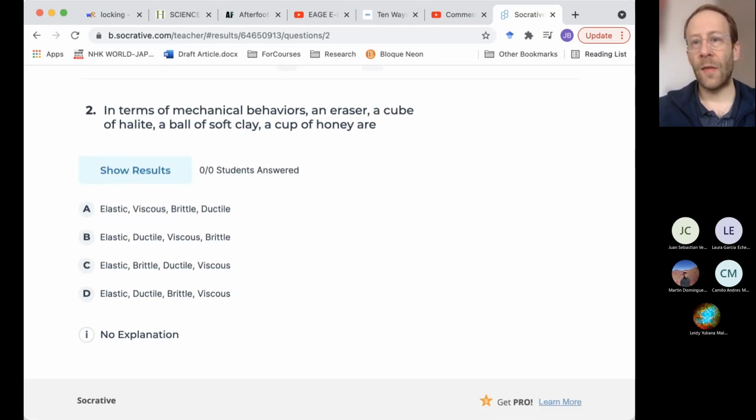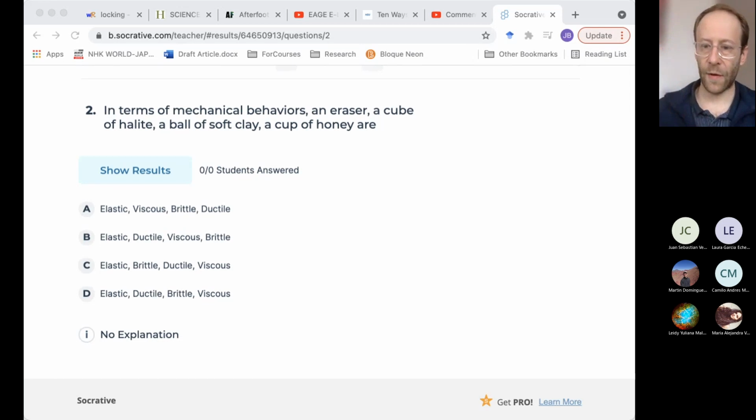All right. So you've seen this in the course. I would like you guys to tell me which answer is the right one. In terms of mechanical behavior, if we have an eraser, a halite cube, some soft clay, and honey, what kind of behaviors do they have? You have to pick the one with the right sequence of mechanical behaviors. Which one do you think corresponds to the correct answer?